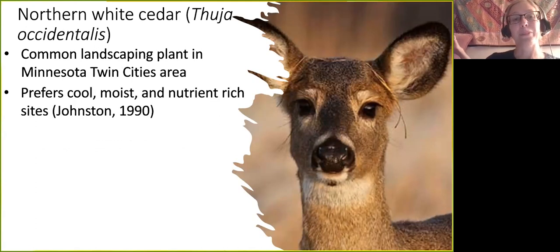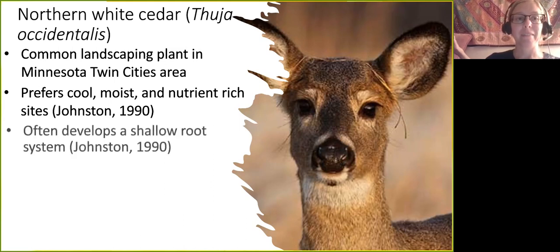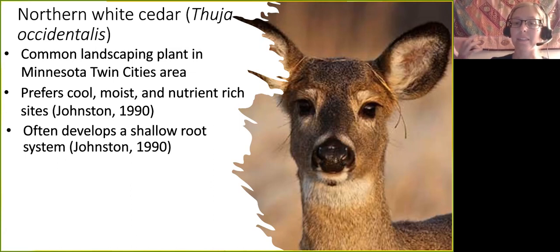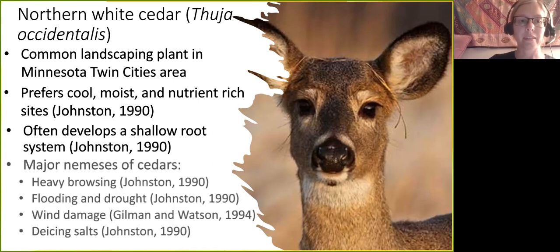The cedars prefer to grow in areas that are cool, moist, and nutrient rich. They often develop shallow root systems, which I thought was valuable for this research, as I wasn't sure how deep the de-icing salts would penetrate into the soil. So the shallow root system could mean that they might be receiving more salt stress than other trees with deeper roots. Major problems that cedars face: heavy browsing.